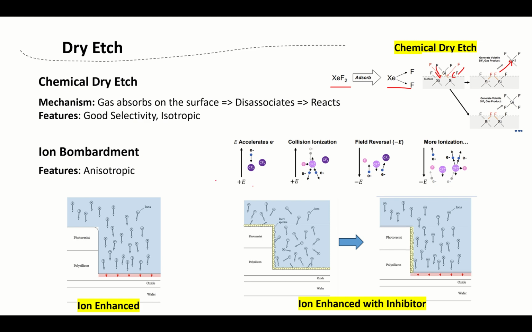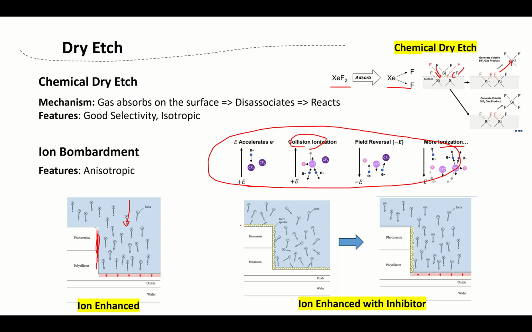For ion bombardment, you accelerate the electrons to get collisions, then you get more ionization. Then you start hitting the surface of the wafers, and you'll be more vertical, more anisotropic. So in here, you'll get a more vertical sidewall.